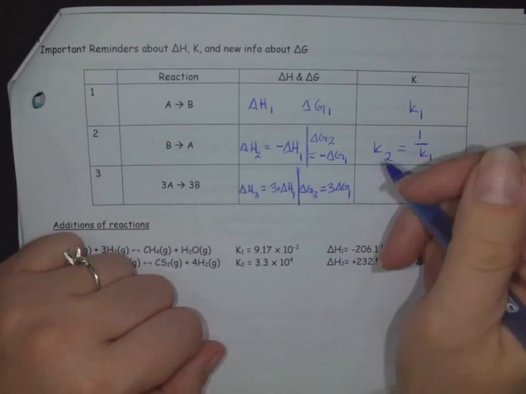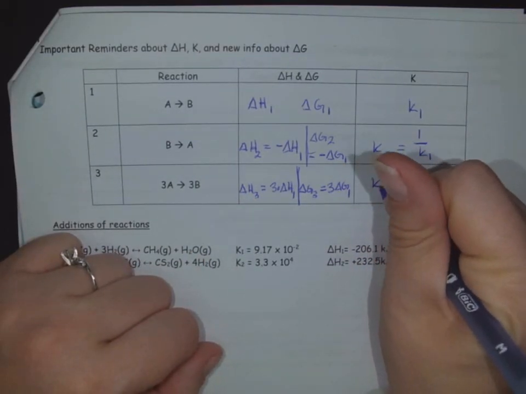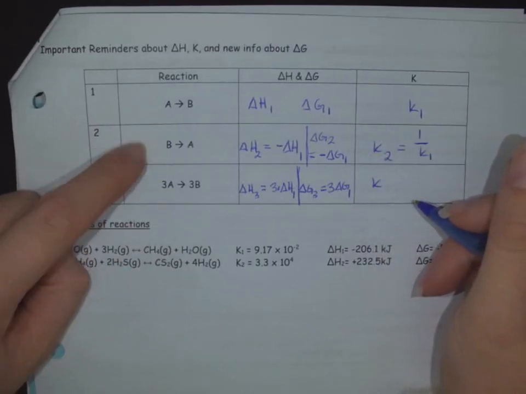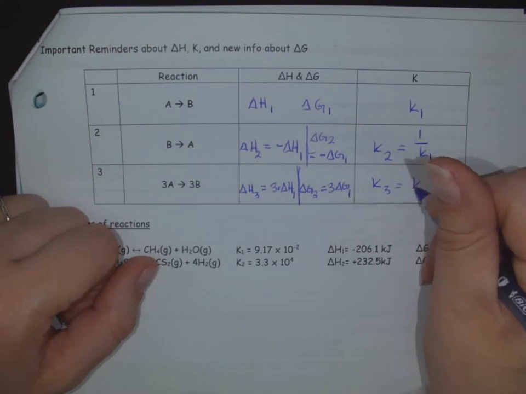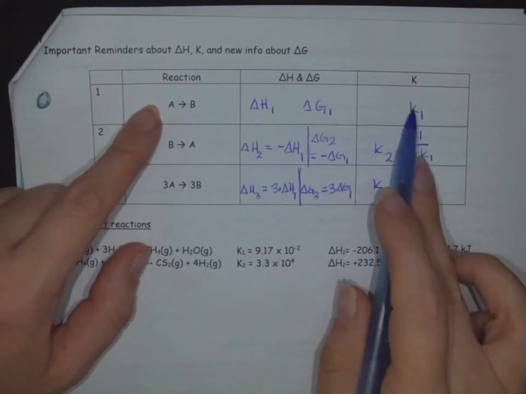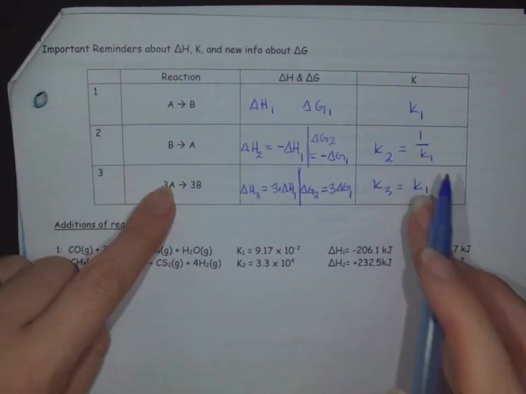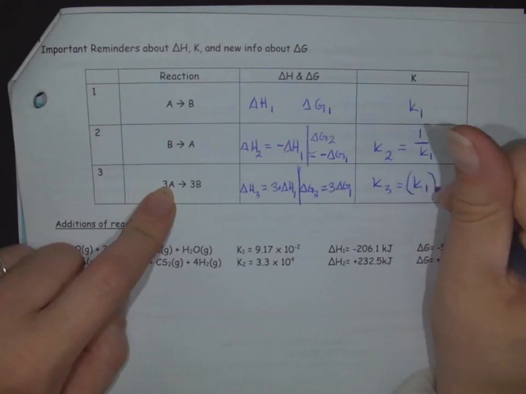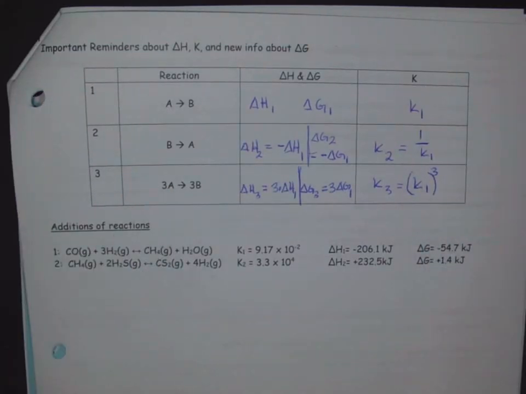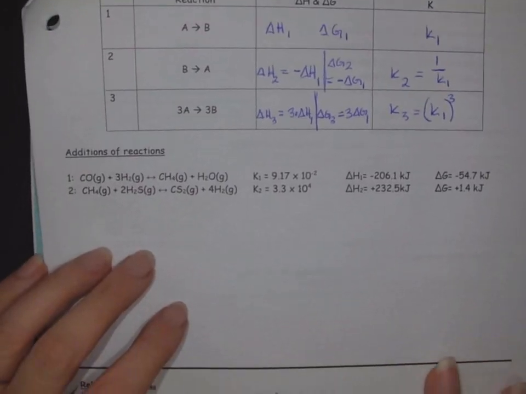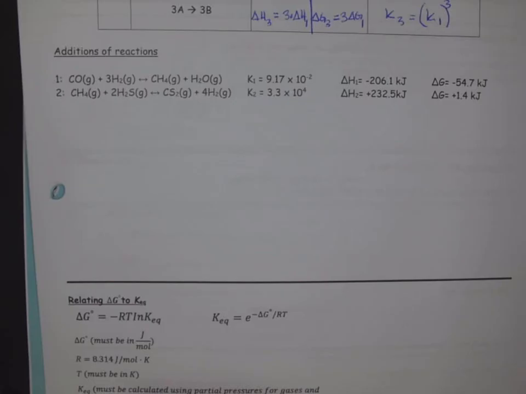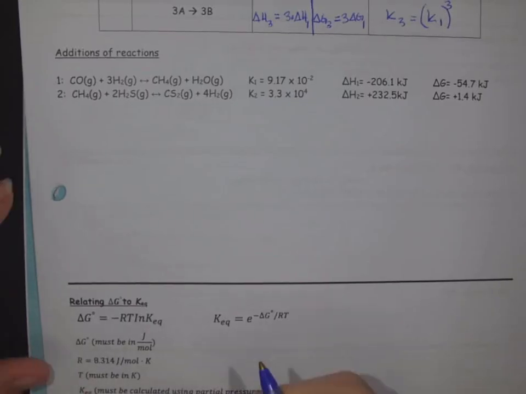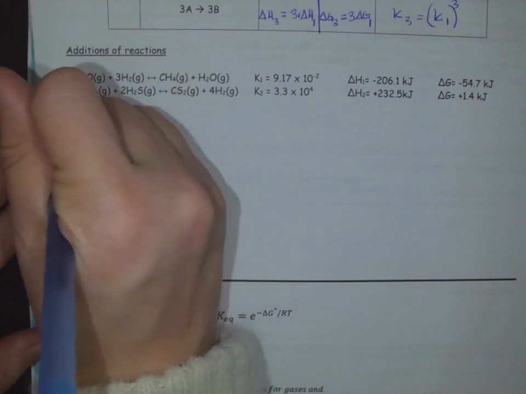K was different though. Instead of multiplying your K value, even though the reaction multiplied, what you do is you take the original value and whatever it was that you multiplied the reaction by, you raise it to that number, right? So what if we want to take 2 reactions and add them together to get an overall reaction?